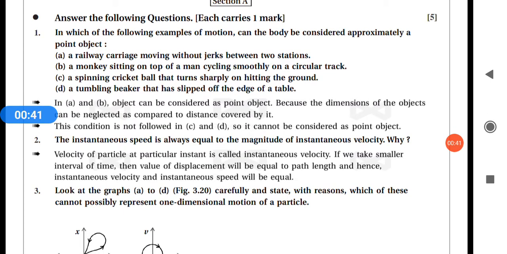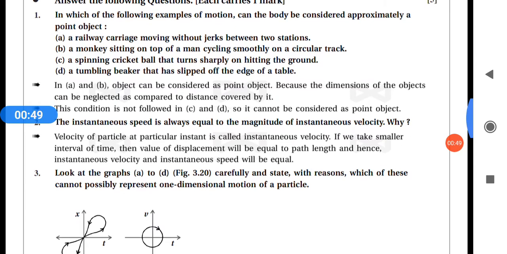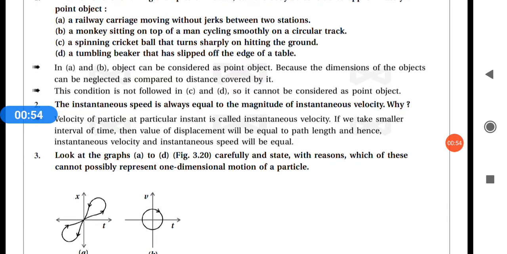So in A and B, the object can be considered as a point object because the dimensions of the object can be neglected as compared to the distance covered by it. The condition is not satisfied in C, and D cannot be considered as a point object.